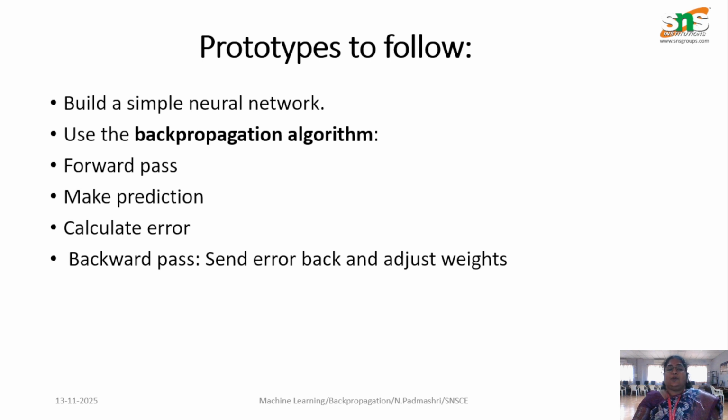This is the main steps and objective of the backpropagation algorithm. The prototype here is a simple neural network backpropagation algorithm. It's a feed-forward network. It makes a prediction, calculates the error and back propagates it, the backward pass. Send the error back, adjust the weights. Again, we follow the same feed-forward procedure.